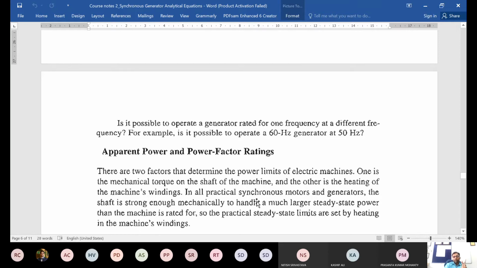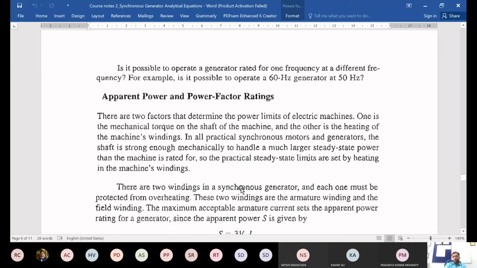But out of these two, in any practical synchronous motor or generator, usually the first one is not a limiting thing. The shaft is strong enough mechanically to handle a much larger steady state power than what the machine is rated for. So the shaft torque bearing capacity is not really a limiting factor. It is well within the limit of its capacity. But the practical limit is set by the heating in the machine windings. That is what limits the power output: how much heating the windings of the machine can tolerate. Because if it goes beyond the limit, then the insulation might break down and the machine will catch fire and be destroyed.